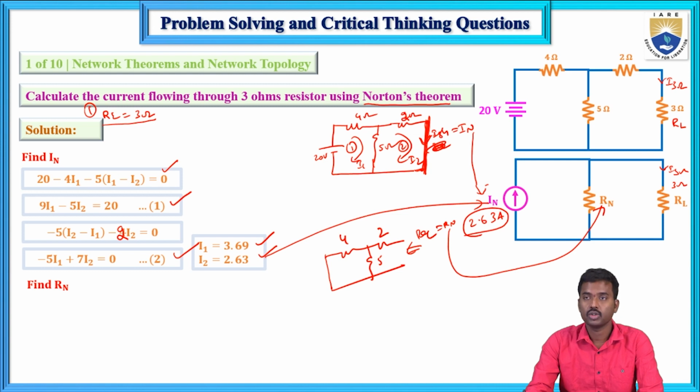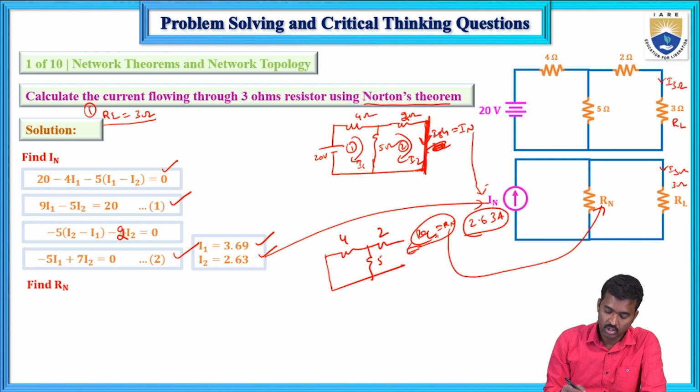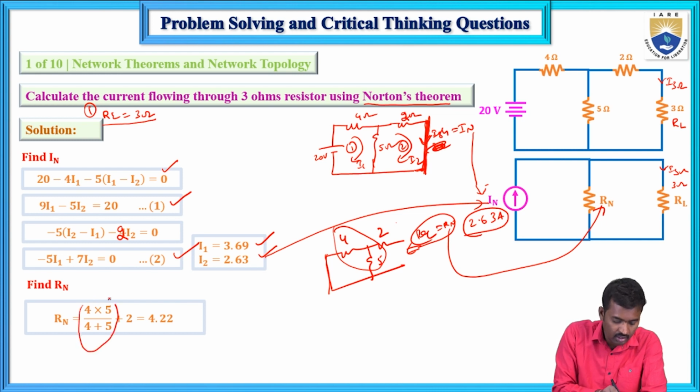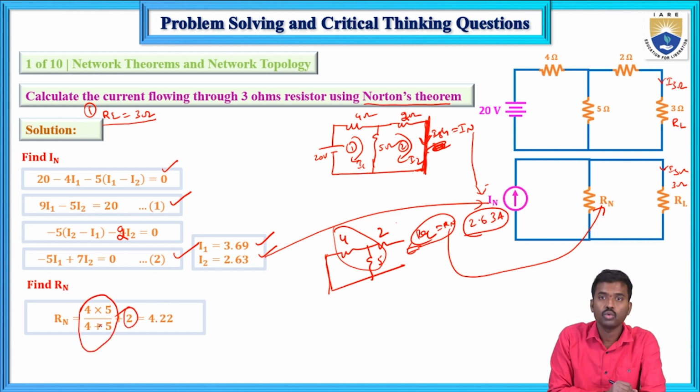To determine the Norton's resistance RN, remove the load resistance from the given circuit, the voltage source is replaced by a short circuit and the current source is replaced by an open circuit, and calculate the equivalent resistance at the open circuit terminals. That equivalent resistance is known as RN. So same thing here. Here 4 and 5 ohms are connected in parallel, and in series with the 2 ohms resistor.